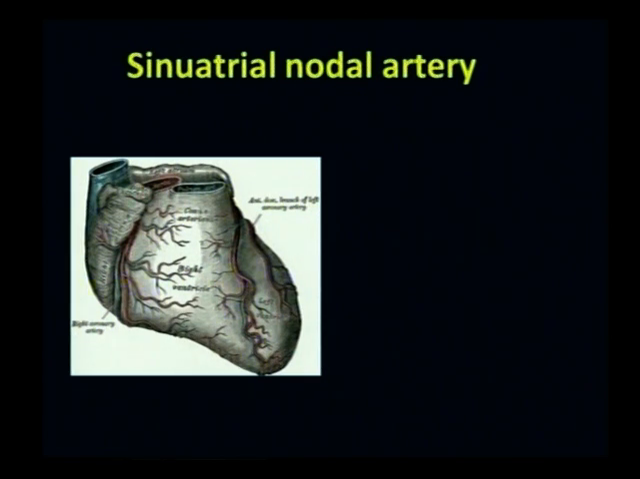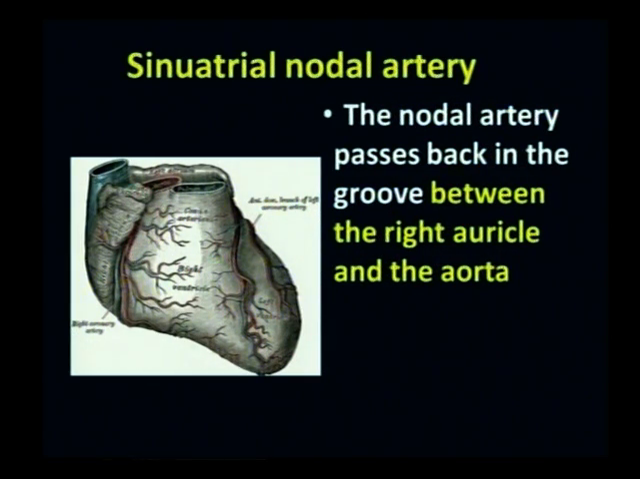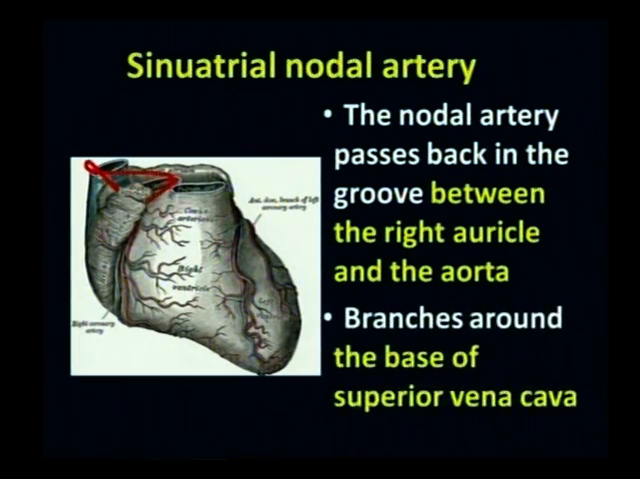Sinuatrial nodal artery passes back to the right in the groove between the right auricle and the root of the ascending aorta like this, and then it branches around the base of the superior vena cava to reach the center of the sinuatrial node and supplies the sinuatrial node. So, this is the course of the sinuatrial nodal artery. Up to this, we saw the atrial branches and ventricular branches of the first segment of the right coronary artery.